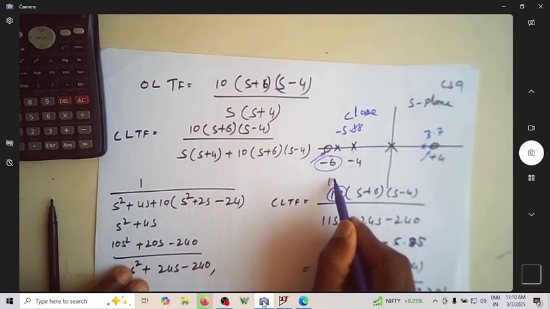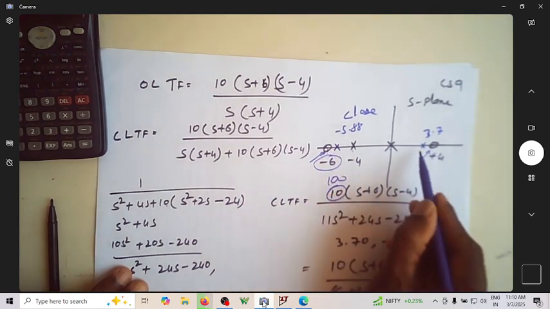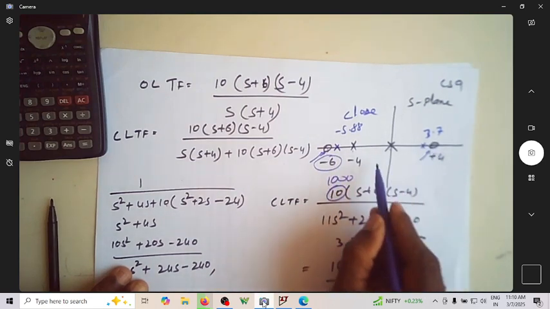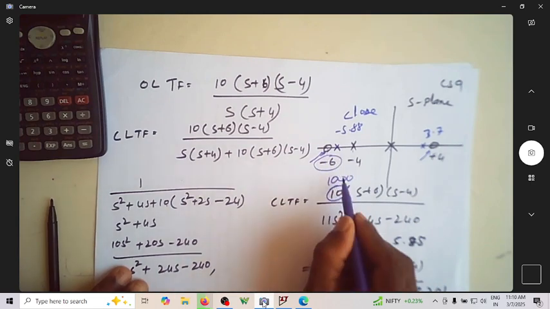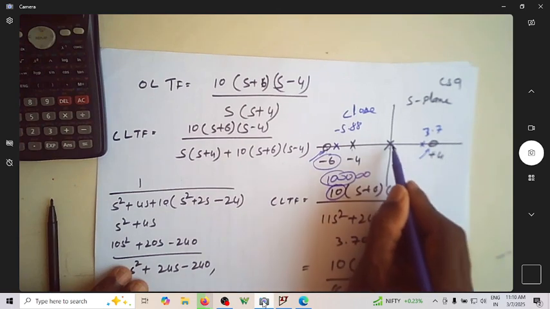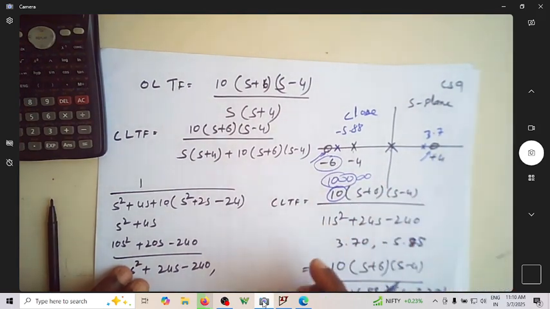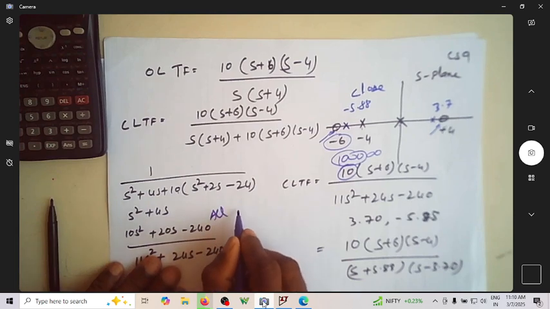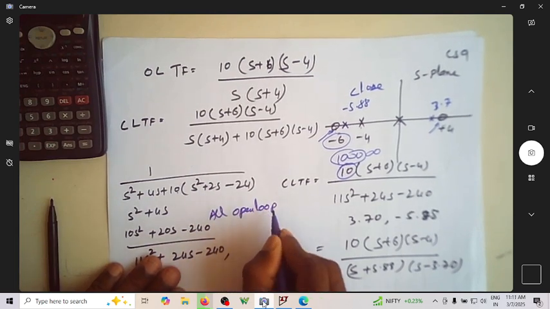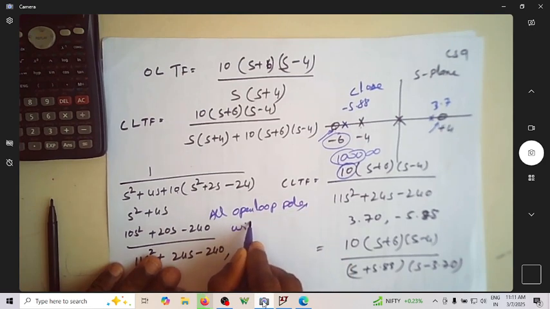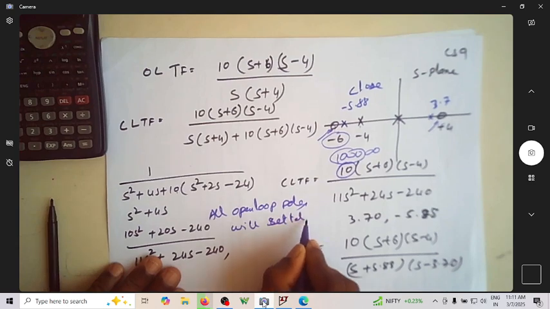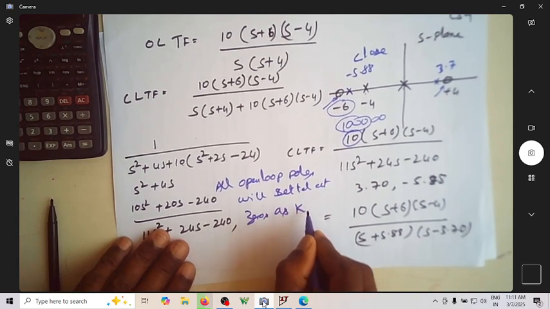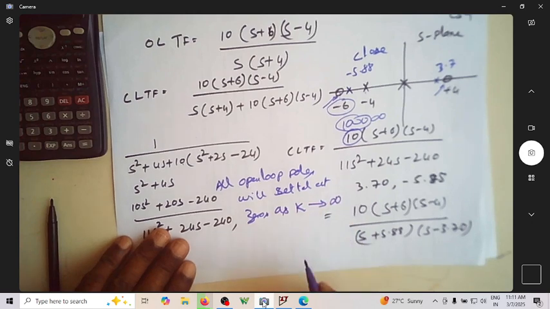If this 10 becomes 100, this will go much closer. If this becomes 1000, this will get much closer, much closer. It will be sitting at -6 when this is infinite, and at +4 when this is infinite. Meaning to say, all open loop poles will settle at zeros as the k value tends to infinity.